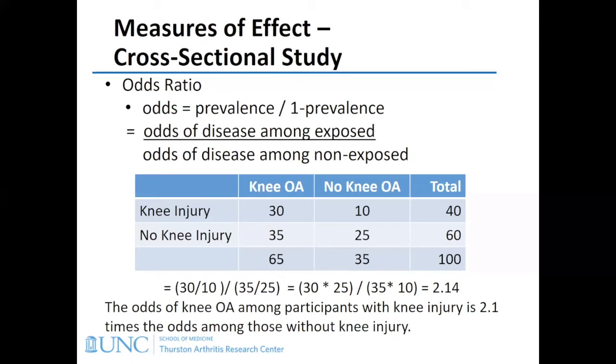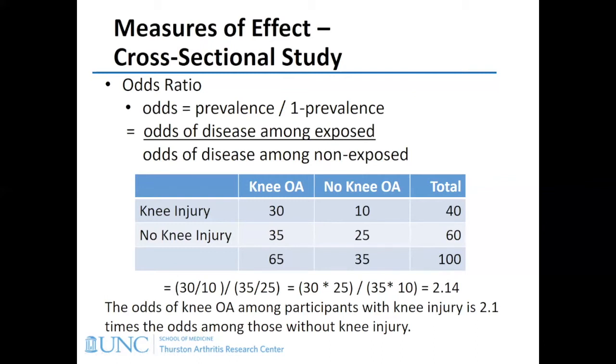But then when you're looking at the same table, when we look at the odds ratio, we have a much higher number. And one of the things that we have to consider when we're choosing between calculating prevalence ratio versus odds ratio is how prevalent the disease itself is. So here in this example, knee osteoarthritis is highly prevalent. So 65 people out of a total of 100 in this example have knee osteoarthritis.